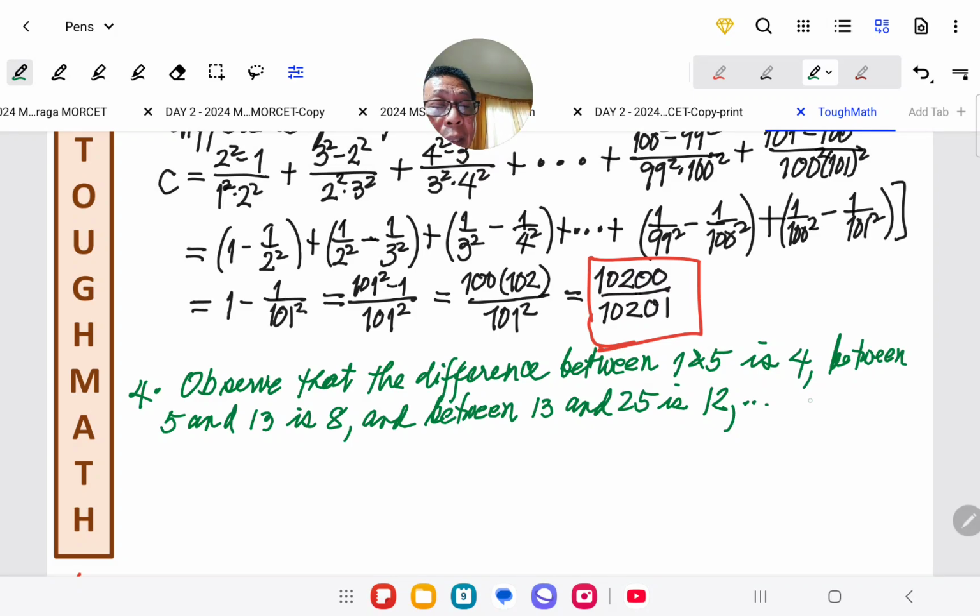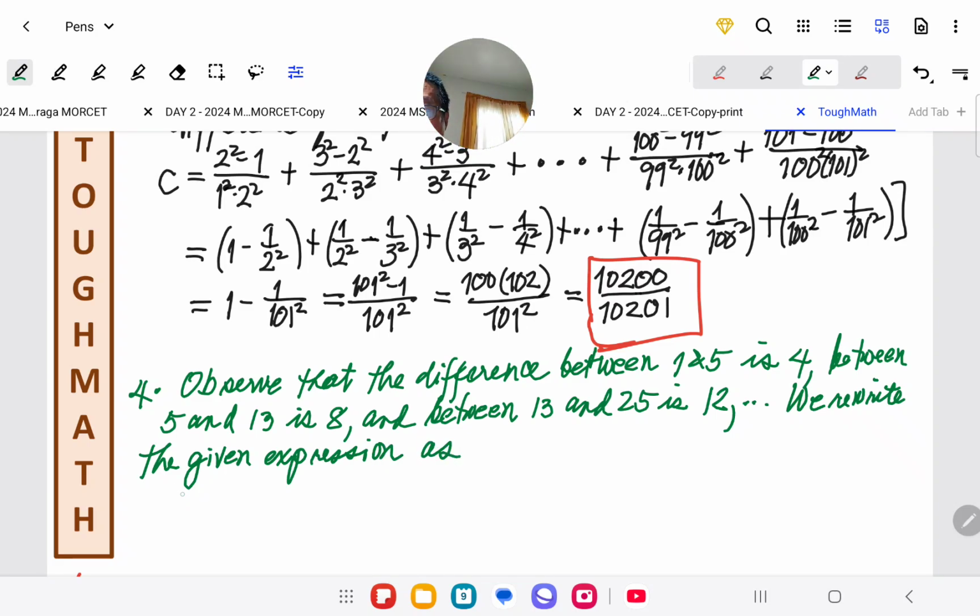So we rewrite the given expression as, okay, so our expression now, D is equal to 1/4 times 4 over 1 times 5 plus 8 over 5 times 13 plus 12 over 13 times 25, and so on.